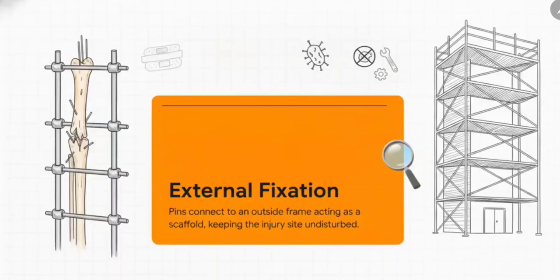Let's step completely outside the body for a moment with external skeletal fixation. We place pins into the bone that stick out through the skin and connect to a rigid frame on the outside. It's literally an external scaffold holding the bone in place. This is your go-to when a wound is open or the infection risk is sky high, because it perfectly stabilizes the bone without us having to dig around and disrupt the actual injury site.